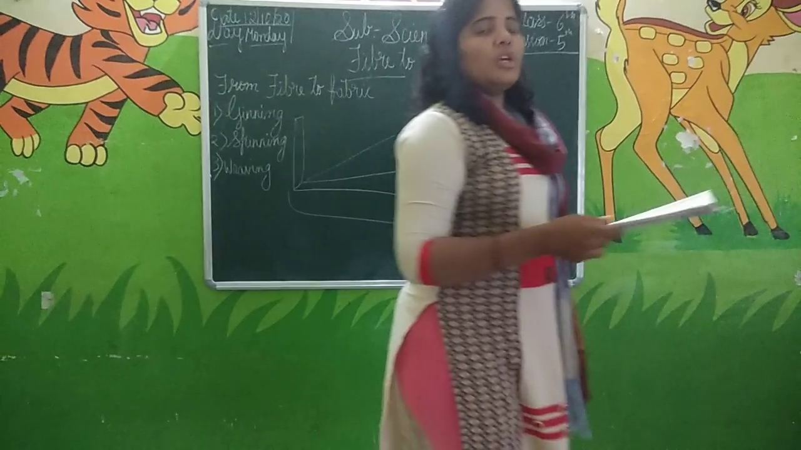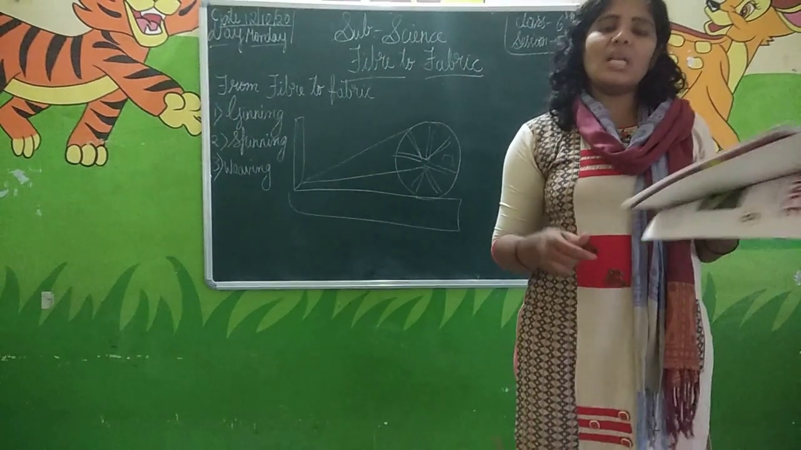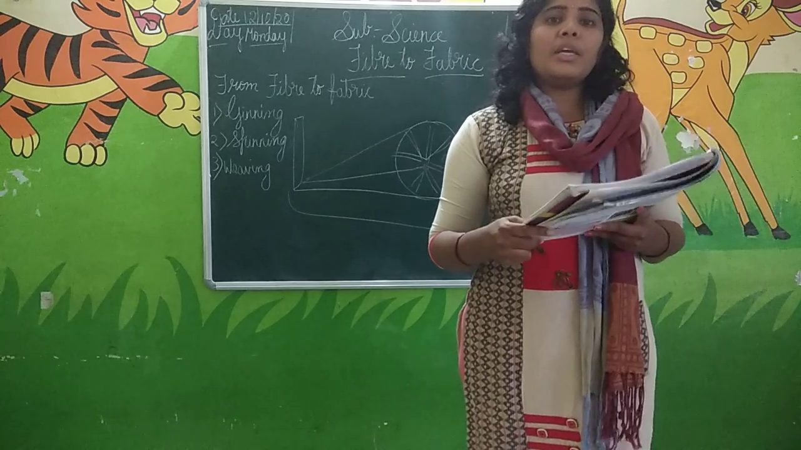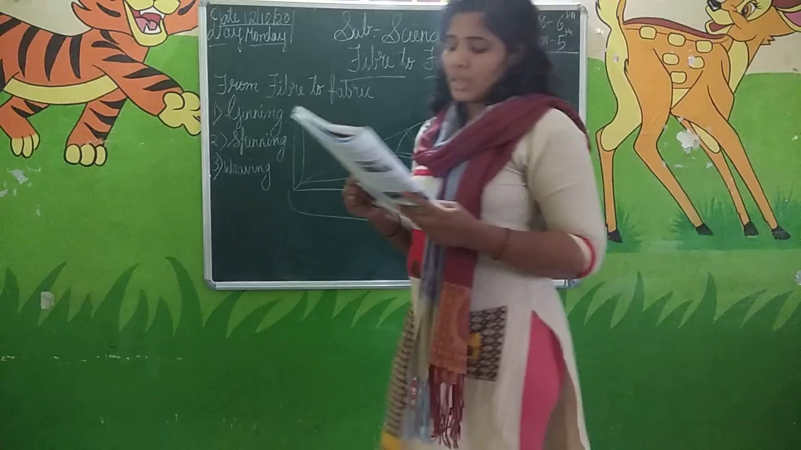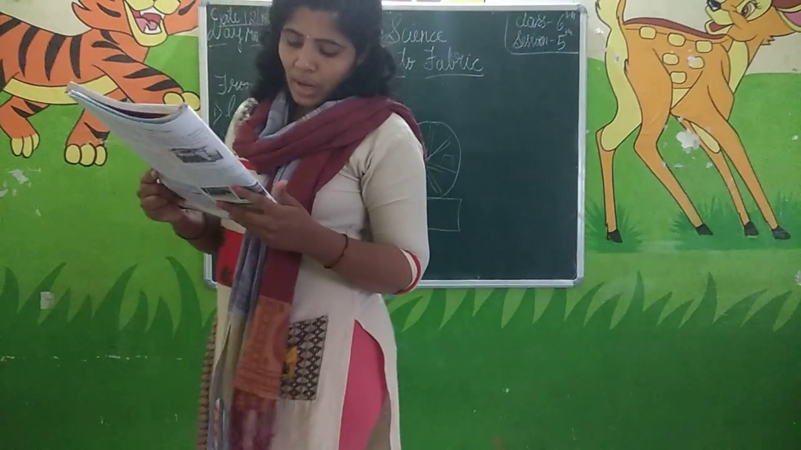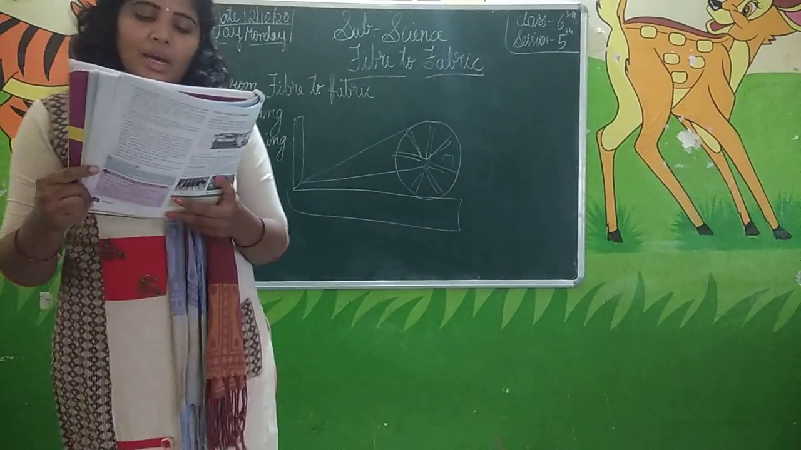Okay, in small quantity they weave with the hands itself. In large quantity they use power looms. By using electricity these machines will run. Okay, they are called what? Power looms.